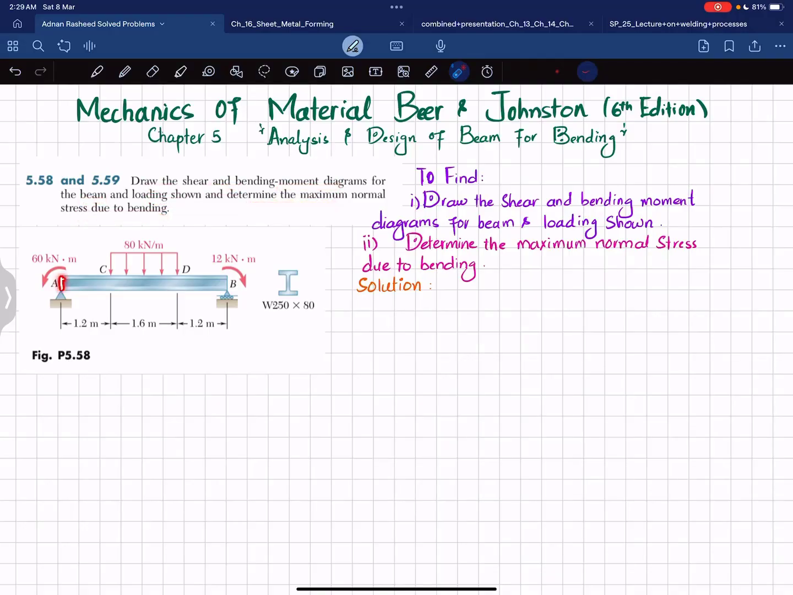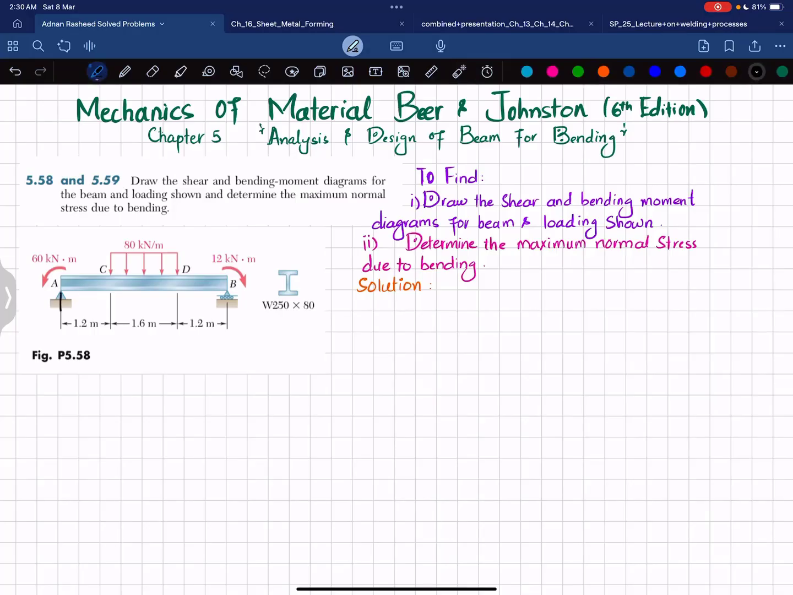So you can see this is a simply supported beam AB having a pin support at point A and a roller support at point B. And there is a uniformly distributed load from C to D of 80 kilonewton per meter. At point A we have a counterclockwise moment of 60 kilonewton meter, and at point B we have a 12 kilonewton meter clockwise moment. And this is a wide flange beam which is W250 by 80. So you have to draw the shear and moment diagram. So let's start with the solution.